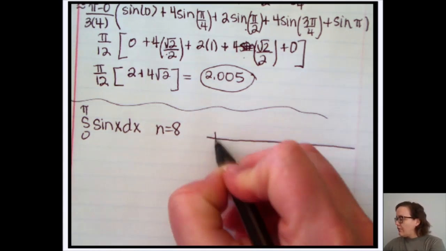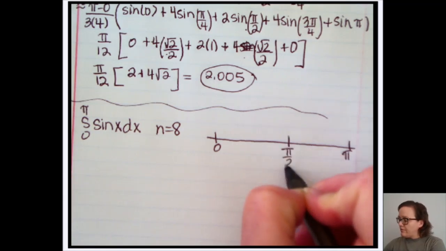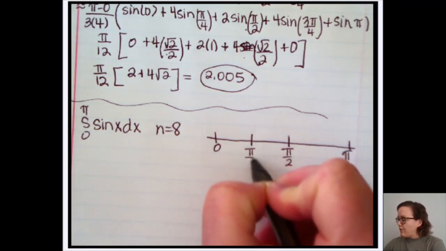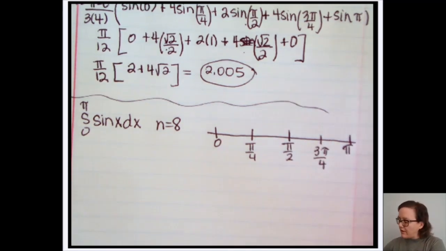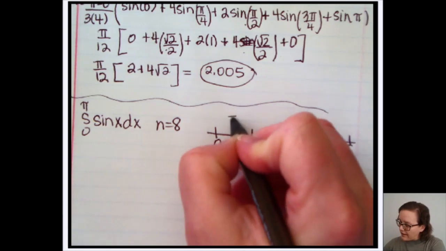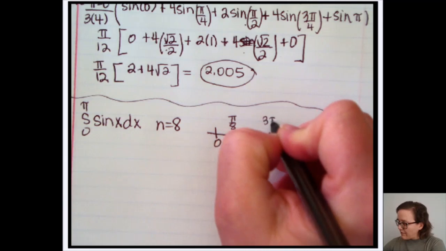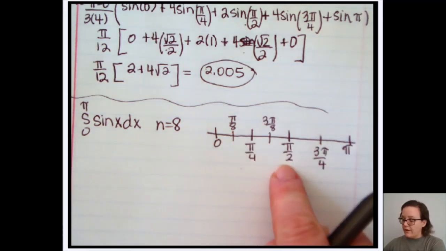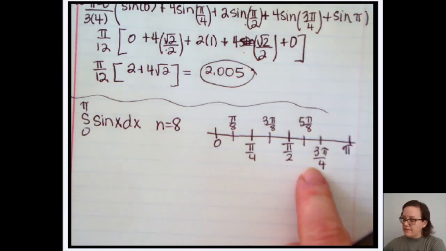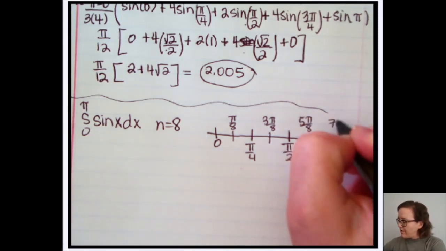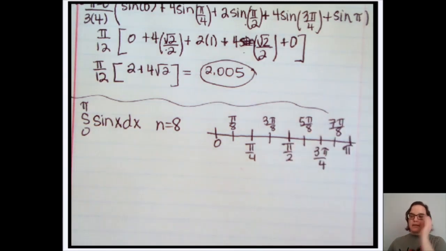Okay. So if we're going from 0 to pi again, we have pi over 2, and we have pi over 4 and 3 pi over 4, and then we just again have to split those in half. So this is pi over 8, 2 pi over 8, we already have marked. This is 3 pi over 8, 4 pi over 8, 5 pi over 8, 6 pi over 8, 7 pi over 8, and then 8 pi over 8, which is pi. Okay, so that's how we split it up.